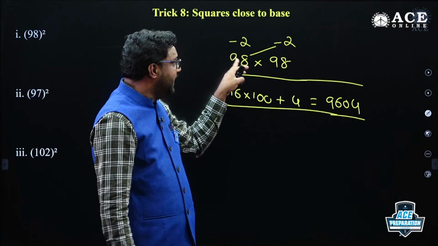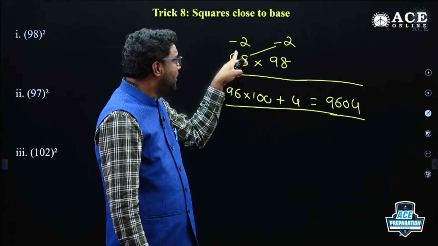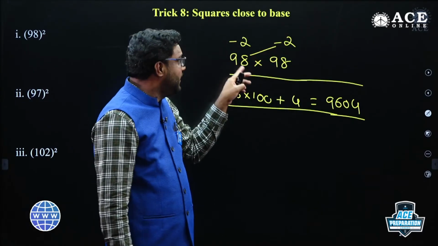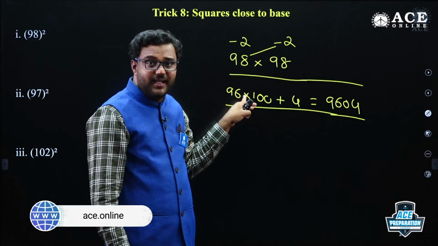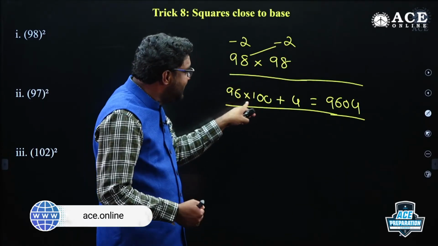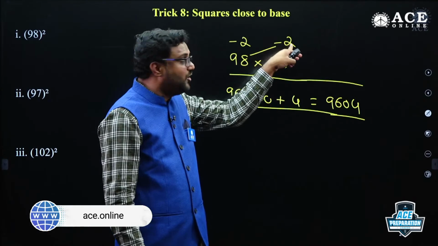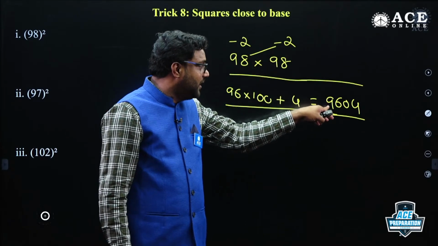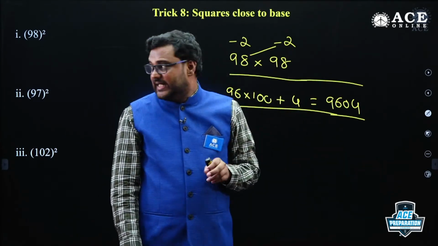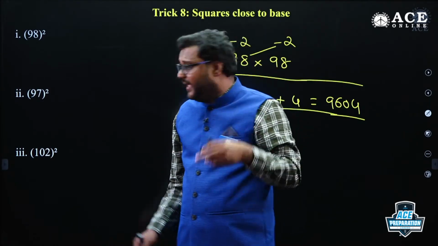9,604. See this, my difference. 98 into 98, this is 2 short. Both are 2 short of 100. So 98 minus 2 is 96. Base is 100, so 96 into 100. Minus 2 into minus 2 is 4. So we got 9,604. Similarly, now you should do it in your mind.